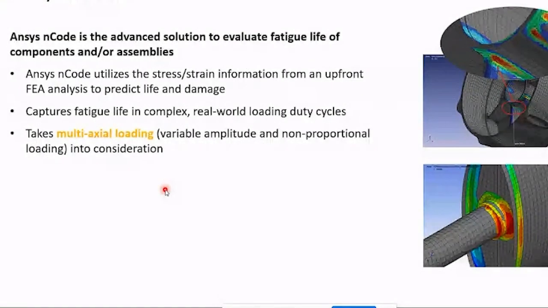ANSYS nCode. ANSYS nCode is a special type of fatigue analysis tool used for advanced fatigue calculations. For example, if you have multi-axial loading conditions, or you are dealing with vibration fatigue analysis, or thermomechanical fatigue, or maybe a weld fatigue. Let's say you have a weld in your structure and you want to see how long the weld joint can withstand. All these types of special fatigue cases can be solved using ANSYS nCode.